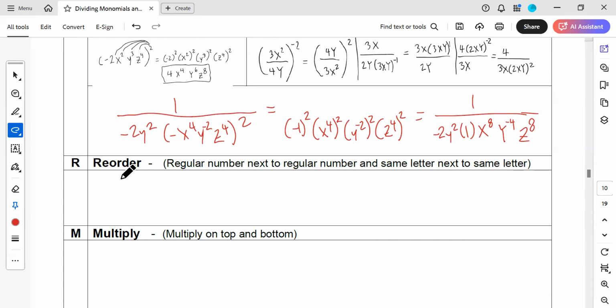Cool. Next step says reorder. So I'm just looking here to see if I have any common numbers or letters. So if I'm reordering it, I'm going to put my negative 2 with my positive 1. I know it doesn't make much change. It's just going to give us back negative 2. Then I'm going to go ahead and put my y squared with my y to the minus 4. Good. The x will go first eventually, but since this was here first, I just used it.